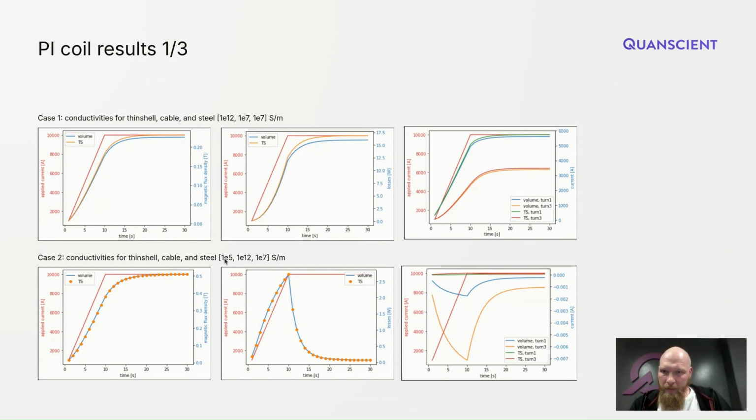Then in the second case, we introduced a poorly conducting material for the Thinshell, and also of course for the thin volume. And here are the results for that. They are almost in perfect match in this case. So the field is rising at the same rate in both models. Also the losses are the same.